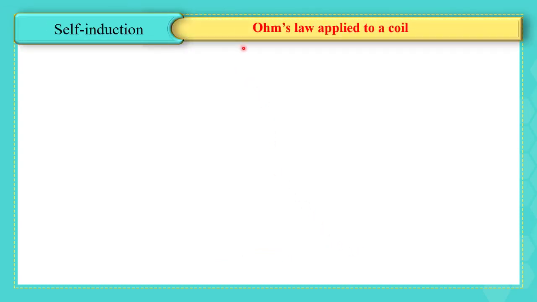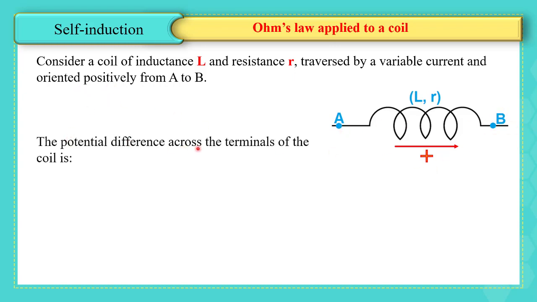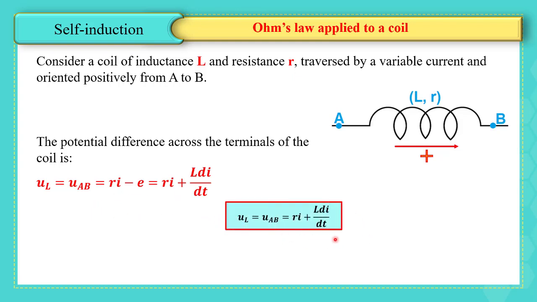Now let's apply Ohm's law across a coil in order to obtain the expression of the potential difference. Consider a coil of inductance L and resistance R, traversed by a variable current and oriented positively from A to B. The potential difference across the terminals of this coil can be expressed as follows. U coil, which is equal to UAB, equals Ri minus e, equals Ri plus L di over dt, since e equals minus L di over dt. This is the expression of the potential difference across a coil.